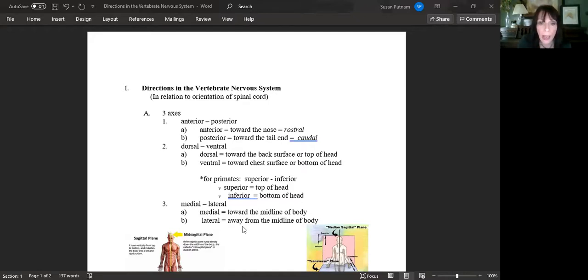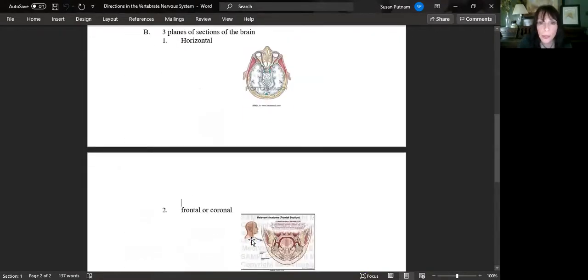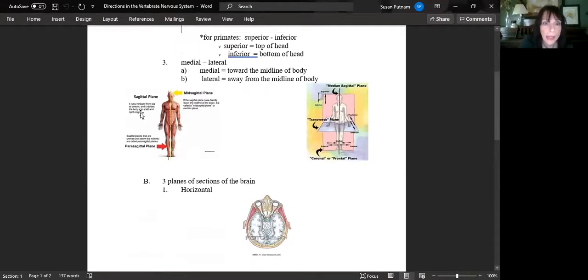Now, on these different little illustrations that I've tried to put in here for you, hopefully you'll see, here's that sagittal plane, sagittal, and the mid-sagittal.